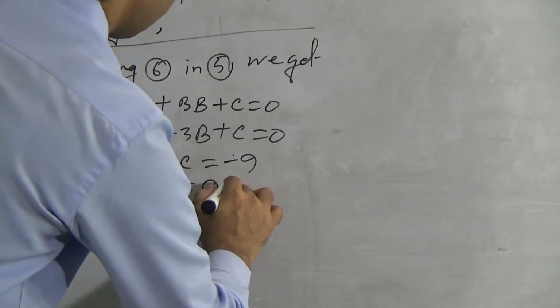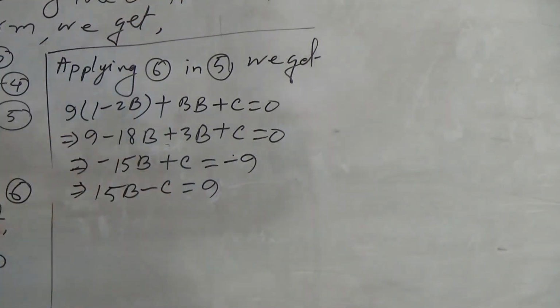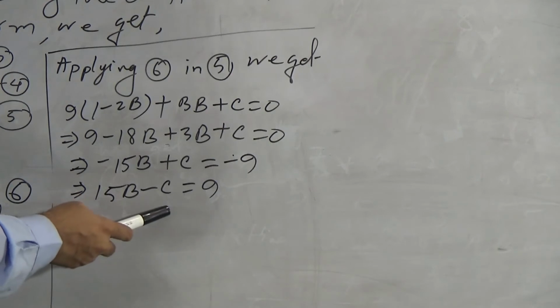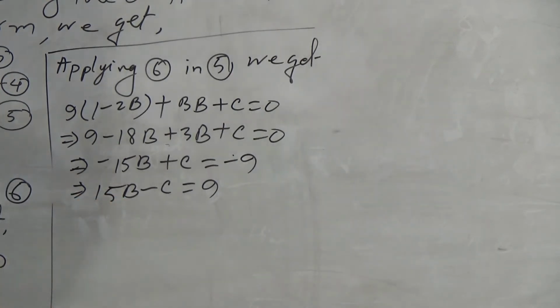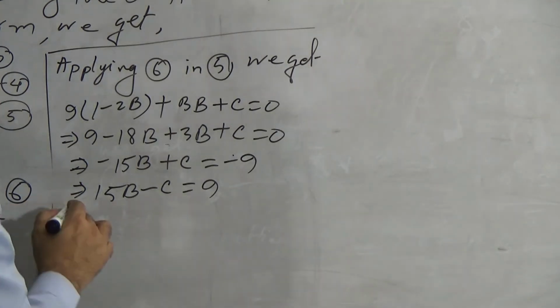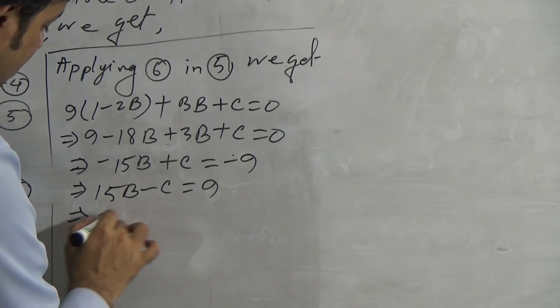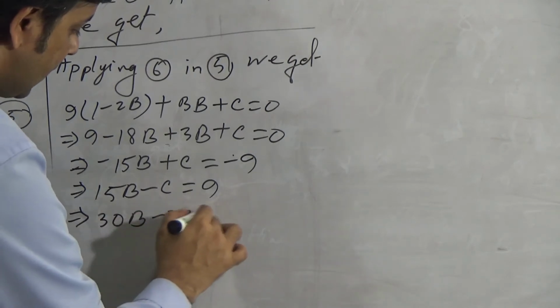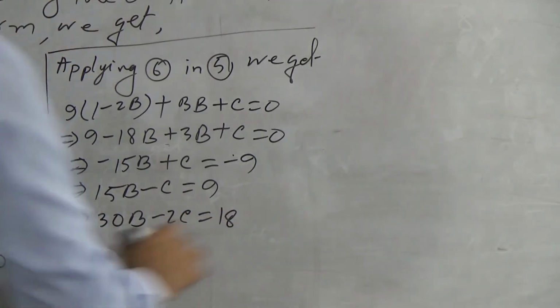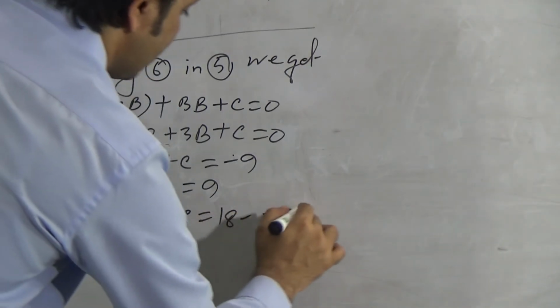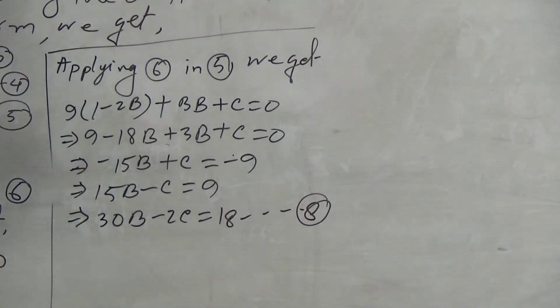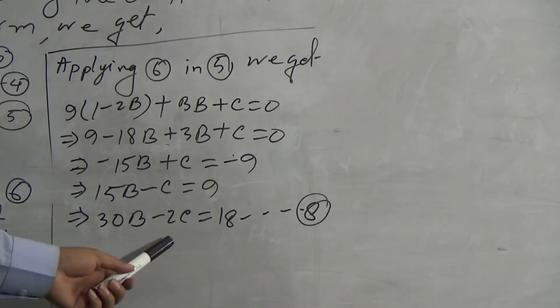Dear students, now see, here is 15b minus c is equal to 9. Here is 5b minus 2c equal to 6. So now if we multiply this by 2, what will we get? 2c here. So we can write here 30b minus 2c equal to 18. So this is equation 8. Now if we subtract equation 7 from 8, what will we get?